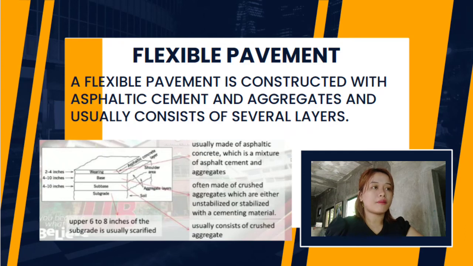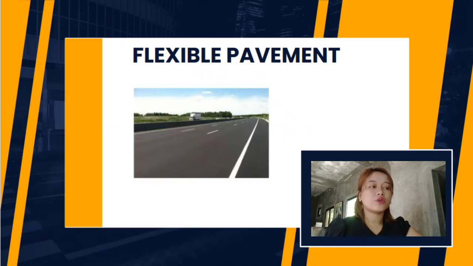siya latagan ng subbase. And next is our subbase, which is 4 to 10 inches, usually consists of crushed aggregates. Next is the base, which is also 4 to 10 inches. It is often made of crushed aggregates which are either unstabilized or stabilized with a cementing material. And the topmost layer is the asphaltic concrete layer, which is a mixture of asphalt, cement, and aggregates. It is usually 2 to 4 inches. So this is a picture of a flexible pavement that is very familiar because there are a lot of flexible pavement in our highway system today.